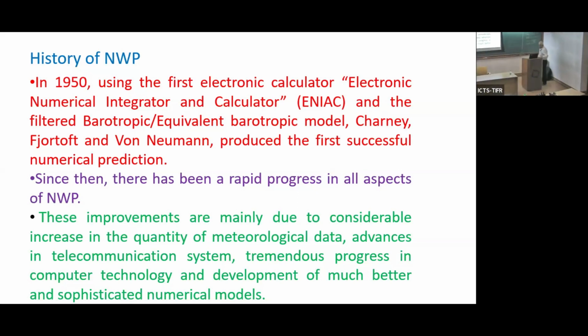So after 1950, there has been rapid progress in all aspects of numerical weather prediction. This is largely due to the increased quantity and quality of the meteorological data, that includes satellite data that became available from 1960 onwards, then advancements in the telecommunication system, tremendous progress in computer technology, and development of much better and sophisticated numerical models.